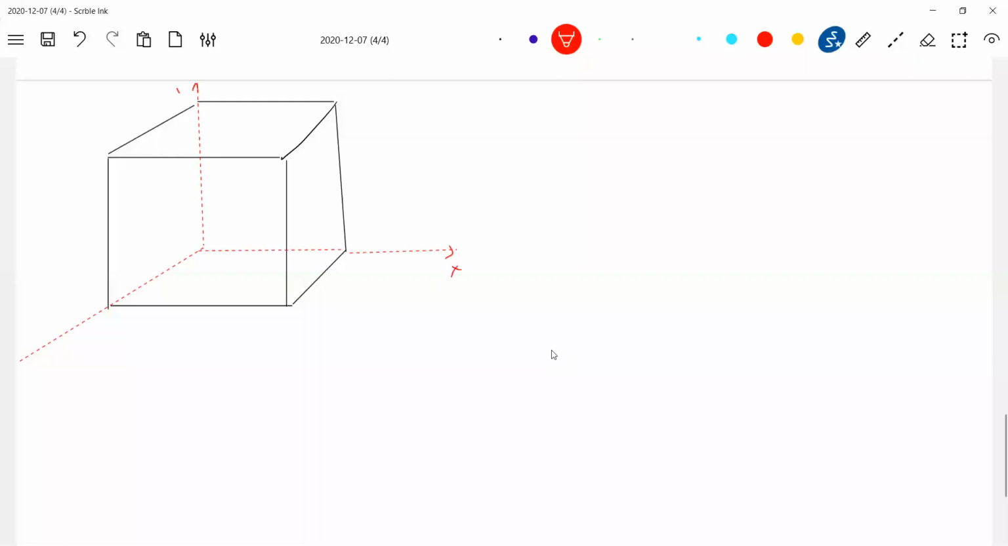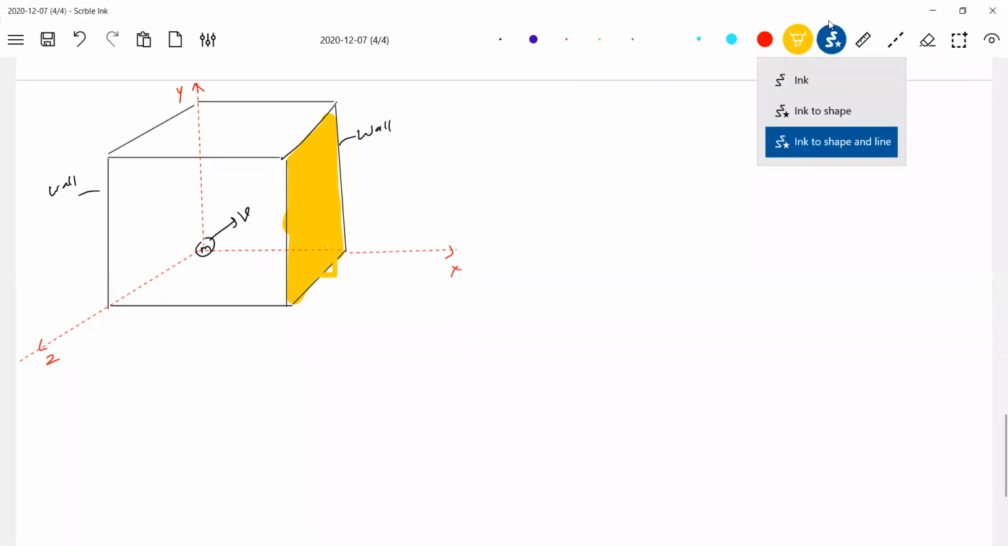This is the x-axis, this is the y-axis, let this be the z-axis. So let there be a molecule moving with a speed v. So there's one wall, there's another wall. So what is the speed of the molecule? It is moving in space, no? So it will have an x component, y component, and z component of velocity also.